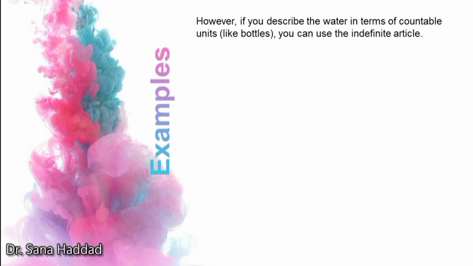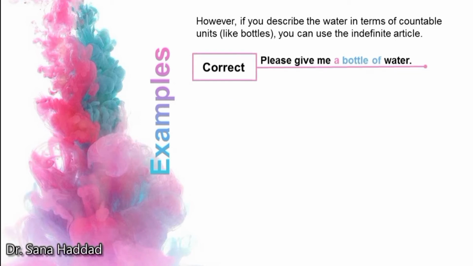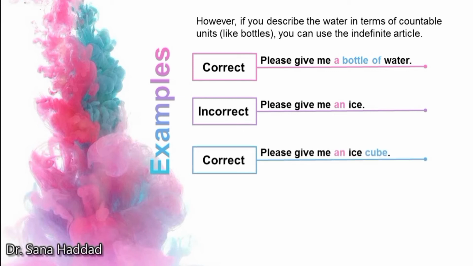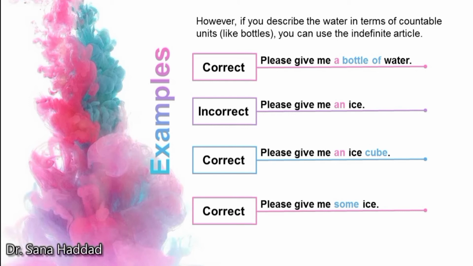Look at the following examples. It's correct to say, please give me a bottle of water, because here we're using a for bottle, which is countable. But it's incorrect to say, please give me an ice, since ice is also uncountable. It's correct to say, please give me an ice cube, since cubes are countable. And it's also correct to say, please give me some ice, since ice is uncountable.